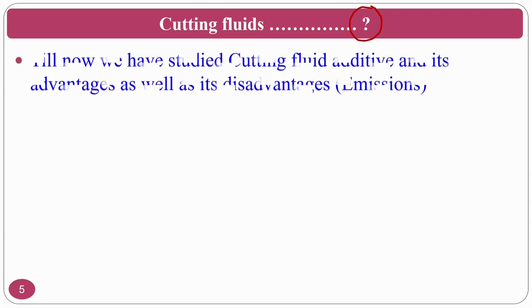So now you have two things to note: one is advantages, another is disadvantages. As a manufacturing engineer, you get a big question mark, that is how to tackle this. You need the advantages, but you don't want the disadvantages. So far we have studied the cutting fluid additives and their advantages as well as disadvantages. I only want to take the advantages, I don't want these emissions. So how should you overcome it?